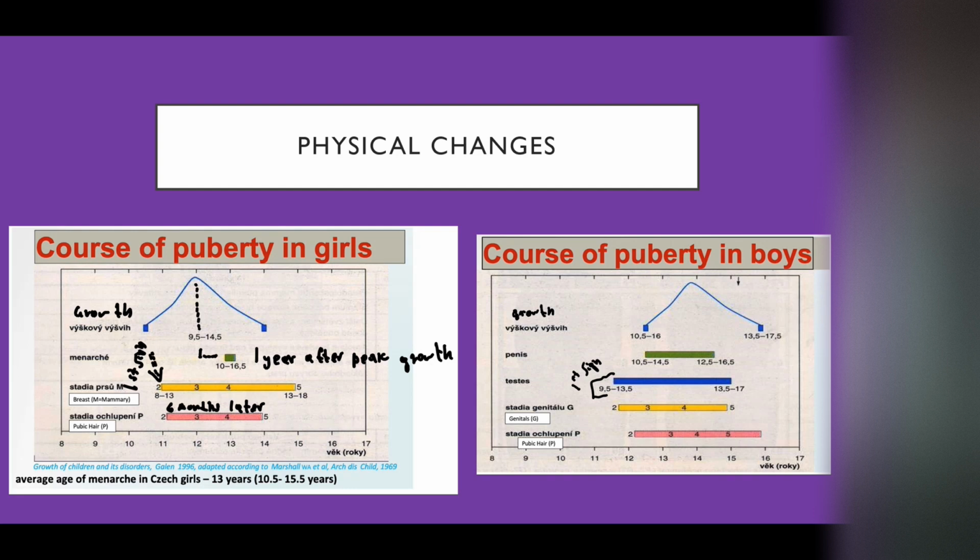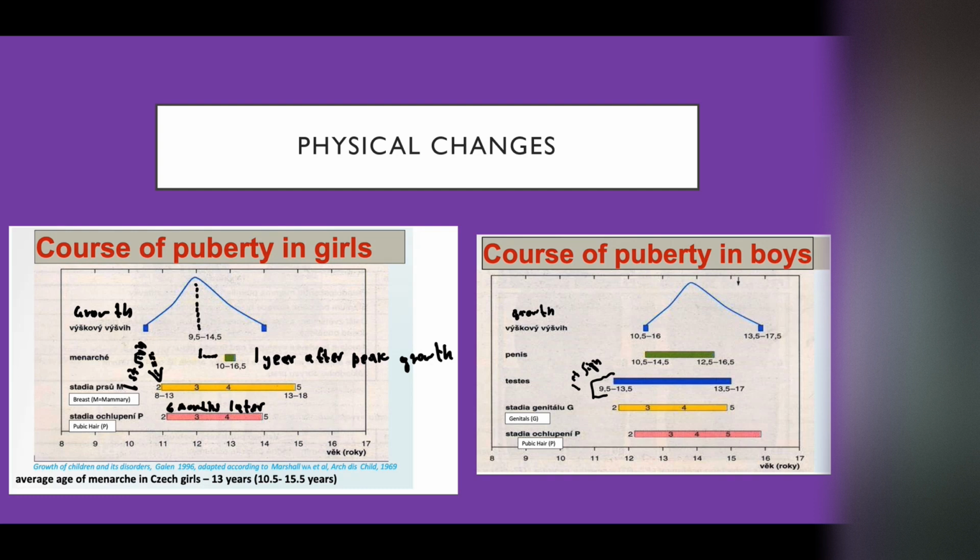Okay, same with the boys. The boys, as you can see, growth is not during the onset of puberty. The first sign is testes. Growth starts 1 year later than in females. And then the first ejaculation is 1 year after the peak growth. It's not written here, but it should be here: 1 year after peak growth in boys, it should be the first ejaculation.